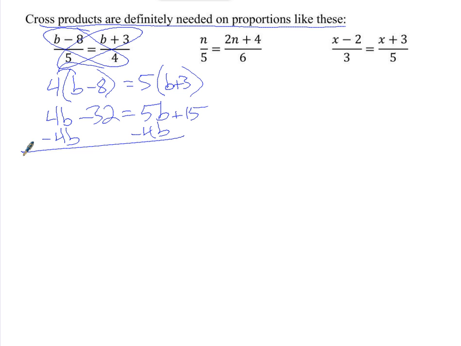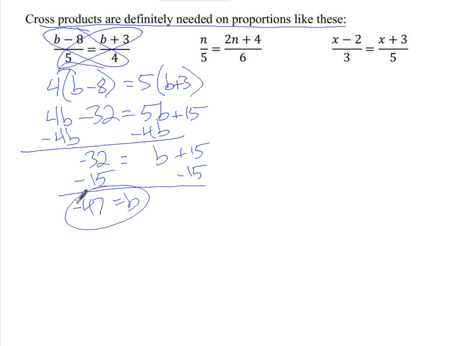What am I left with now on the left? Good, negative 32, make sure the sign stays with the number, equals what? Yeah, 5 minus 4 is 1, so we get 1b, or just b, plus 15. Now we subtract 15 from both sides. Nice. Negative 47 equals b. We've solved for b, so we're done.